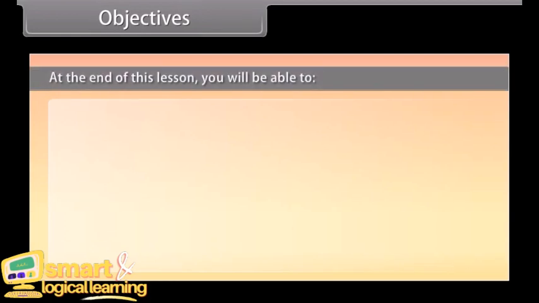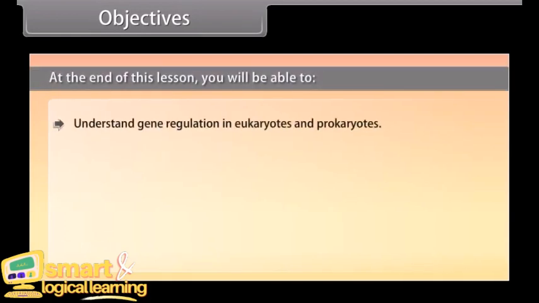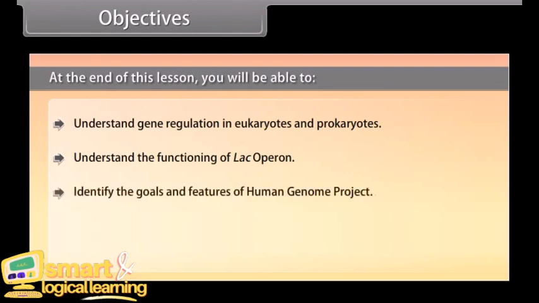Objectives. At the end of this lesson, you'll be able to understand gene regulation in eukaryotes and prokaryotes, understand the functioning of lac operon, identify the goals and features of the Human Genome Project, and understand the concept of DNA fingerprinting.